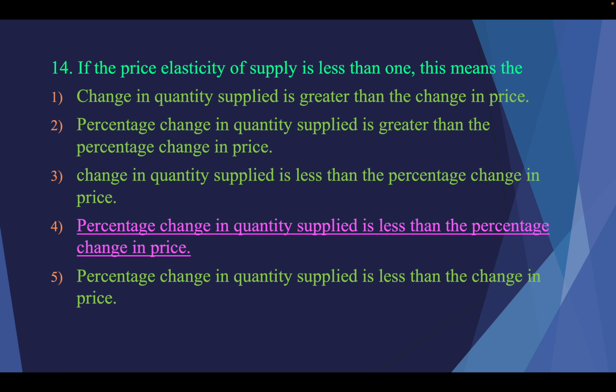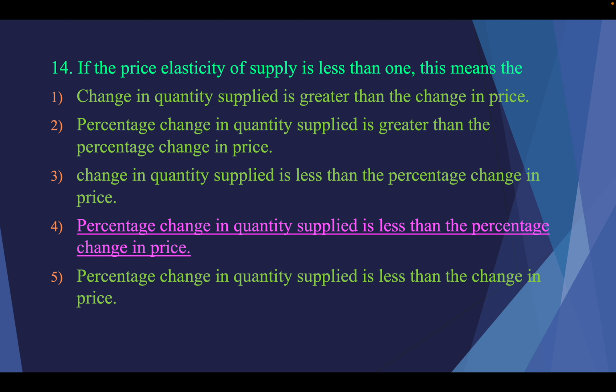Then 14th question: if the price elasticity of supply is less than 1, this means the. So you have answers. First of all, read the answers carefully. Okay, first answer: change in quantity supplied is greater than the change in price. Second answer: percentage change in quantity supplied is greater than the percentage change in price.